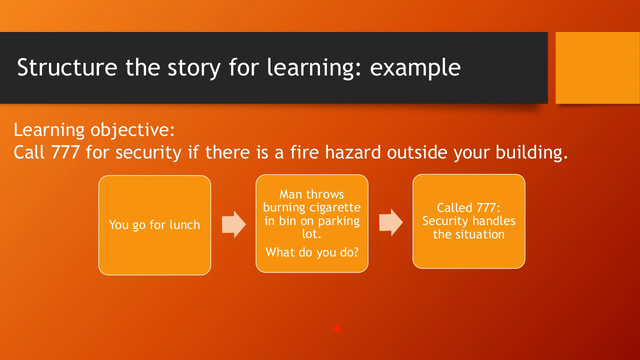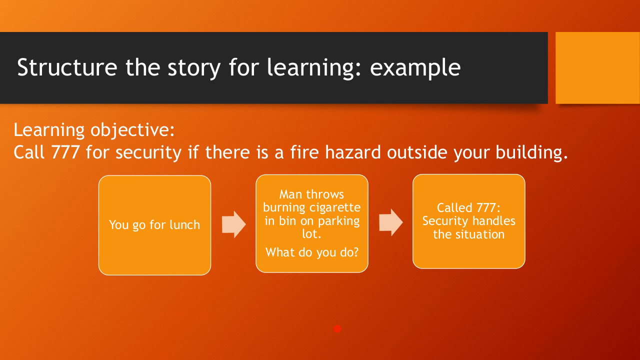And so the scenario we came up with was you're going for lunch, so you're outside the building. And the challenge you have is you see a man throwing a burning cigarette in a bin on a parking lot. So what do you do? And there we had 4 possible options. So for example, one of them was like, call the hospital and you get a waiting music. The right option was to call 777 and security handles the situation.